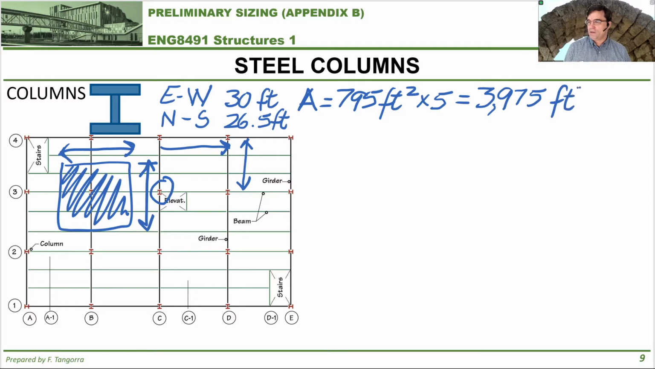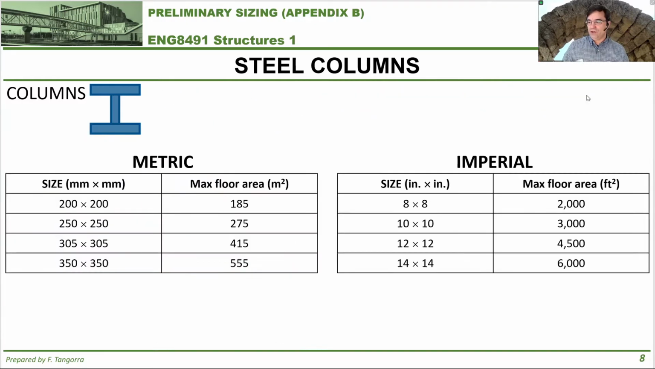Okay. So now that we know the tributary width for the whole area that the ground column is supporting, because it's supporting 5 stories above it, then what we would do is go back to our table right here, and we find the closest in the imperial that we have to that area. So in our case, the area that we calculated was 3,975 square feet, right? Because we have to match these units right here.